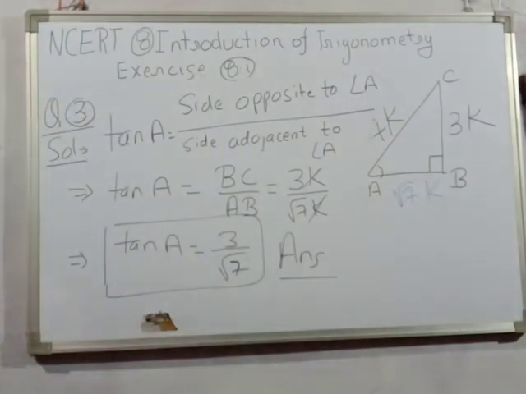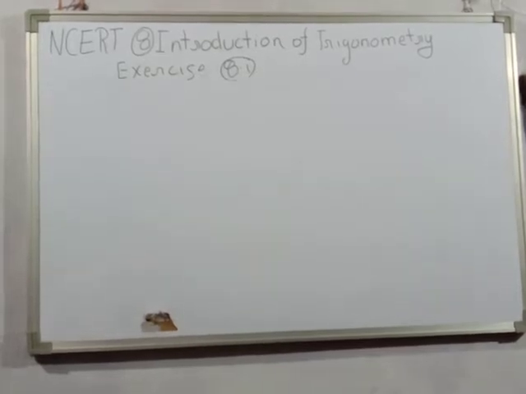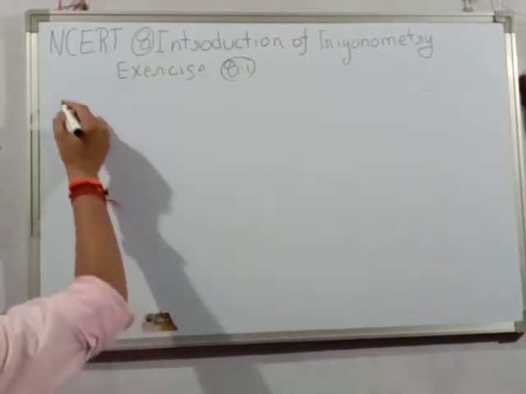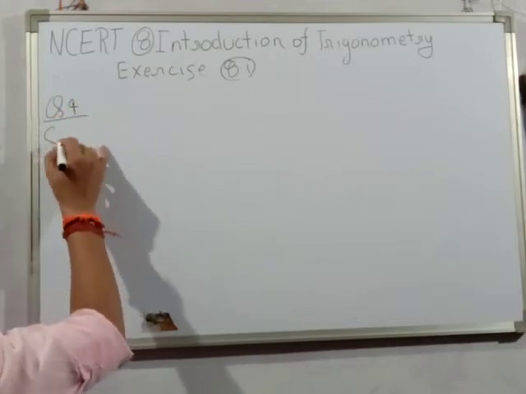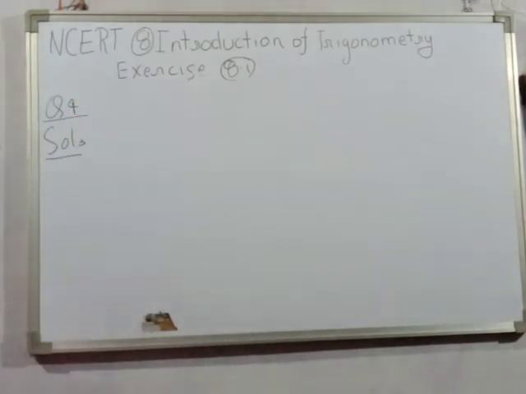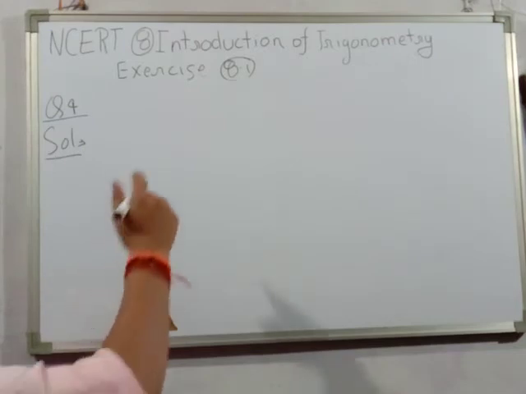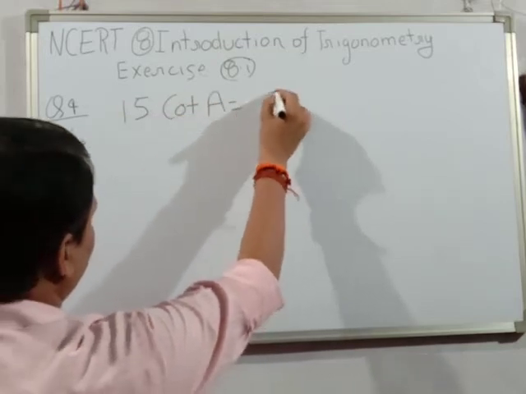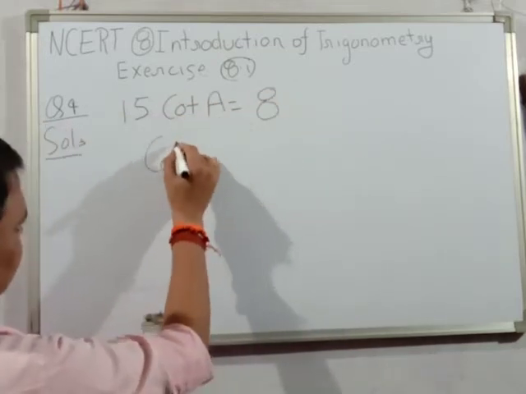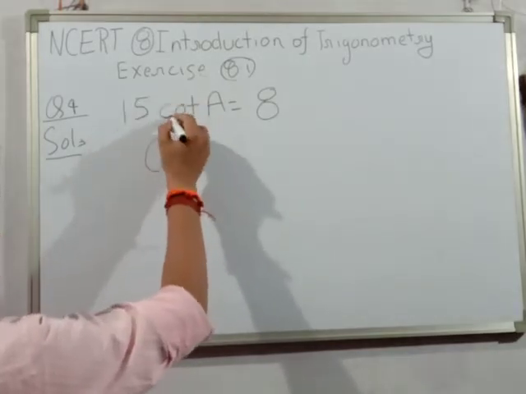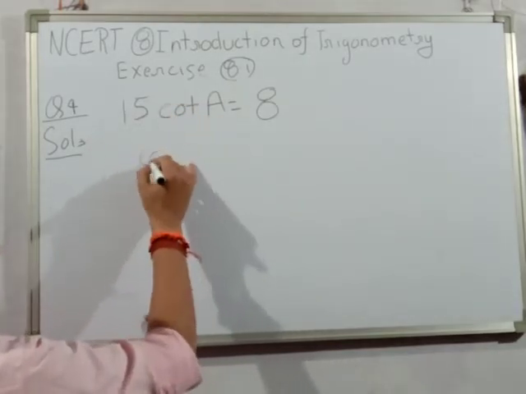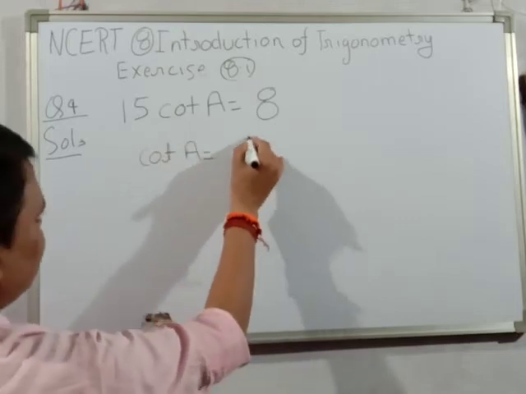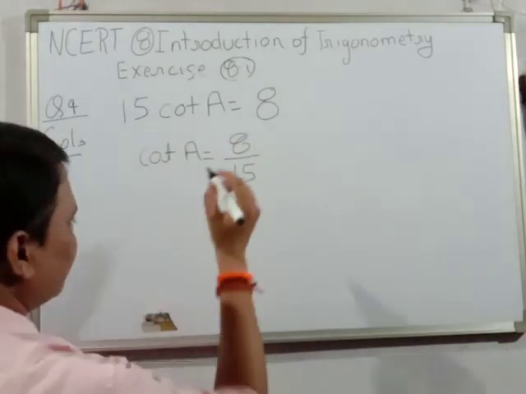Okay, next question, question number 4. Write down. Solution. What is given? Given 15 cot A is equal to 8. So cot A is equal to 8 by 15.